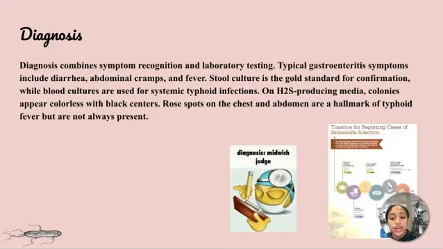Diagnosis starts with symptoms, but confirmation requires lab testing. Stool culture is the gold standard, and we often see those black-centered colonies for typhoid fever. Blood cultures are more useful in early infection because typhi spreads through the bloodstream before appearing in the stool. So it's going to spread through the bloodstream first because it has to replicate itself, and you don't see it in the stool until much later because of the amount of replication that happens within your body.